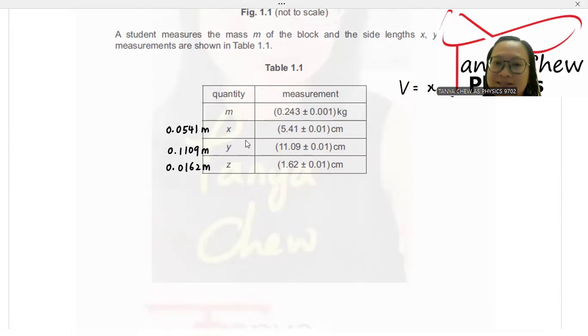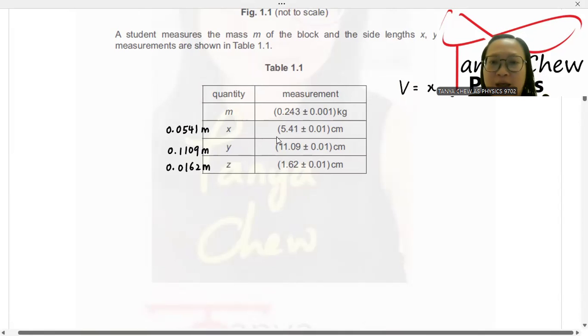Mass. Okay, the good news about the fractional uncertainty is that, do you still remember that fractional uncertainty has no unit? Therefore, you can just take any values here. It doesn't matter whether you convert from kilogram to gram, from cm to meter, it doesn't matter because there's no unit for fractional uncertainty.